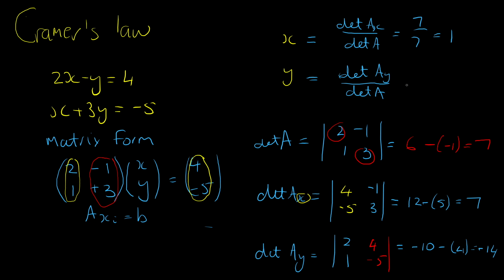Now we can get y, which is the determinant of Ay, minus 14, divided by the determinant of A, which is 7. So y is going to be minus 2. This is how we use Cramer's law to solve a 2 by 2 system of equations. To solve the equations, we always need 2 equations to solve 2 variables. In the next video, we will look at how to solve a 3 by 3 matrix with Cramer's law.